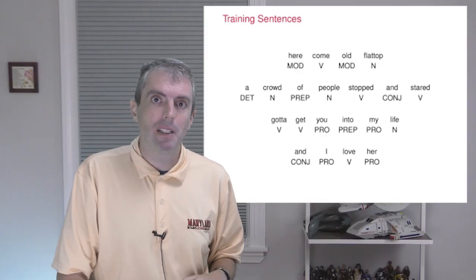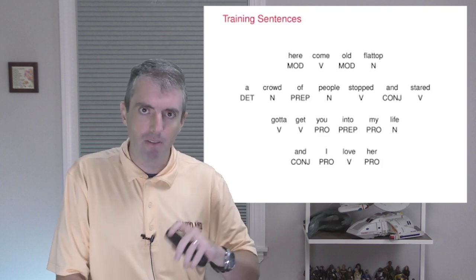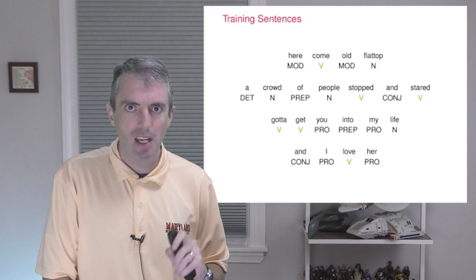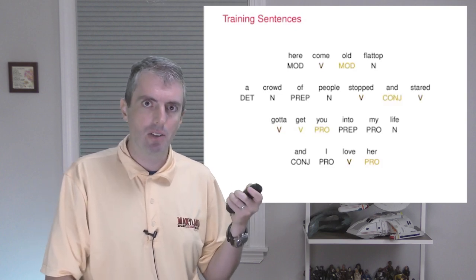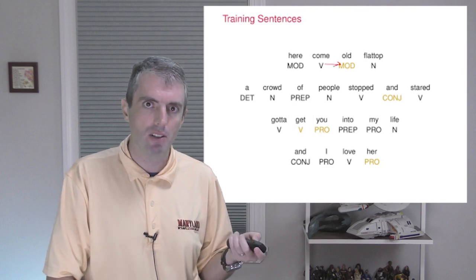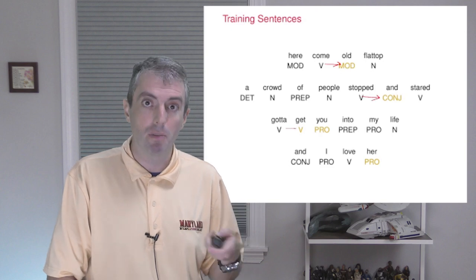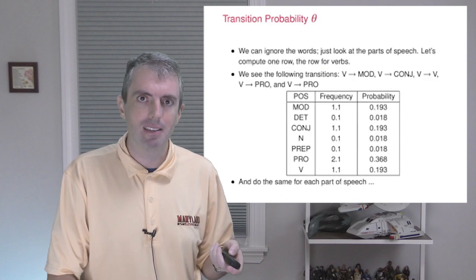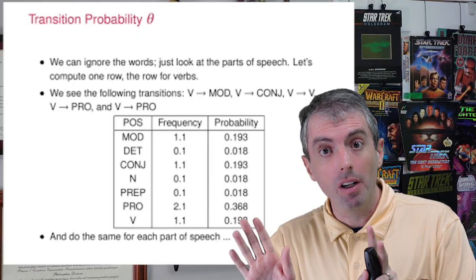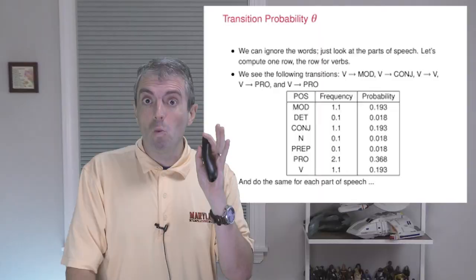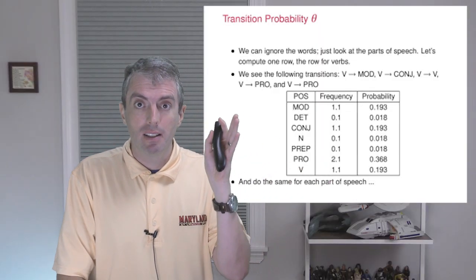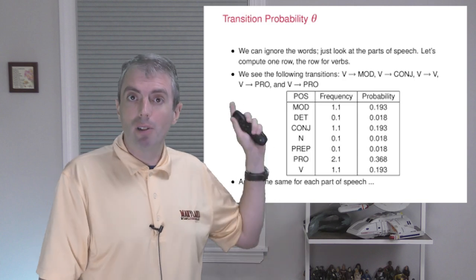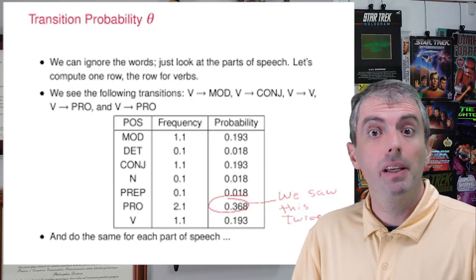Let's now look at transition probabilities. You'll need to do this for every part of speech, but let's just do it for the verbs. What we do is we look at all the verbs, and then we look at all the things that come after the verbs. We collect those counts and observe the following transitions. Verb goes to modifier, verb goes to conjunction, verb goes to verb, verb goes to pronoun, and verb goes to pronoun again. So we get some counts, we add in our smoothing, we normalize it, and we get the probability estimates that you see here. We do this for every part of speech. But again, we'll just stick with the verbs for this example. We'll have a total of k by k conditional probabilities. What is the probability of going from one part of speech that you were in to the next? And looking again at the verbs, we have 3 distinct probabilities, not just 2, because we saw one transition twice.